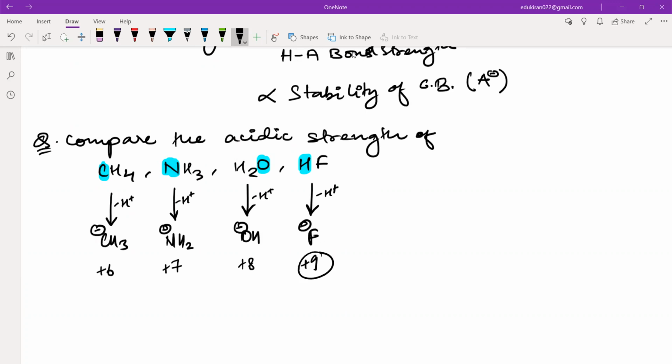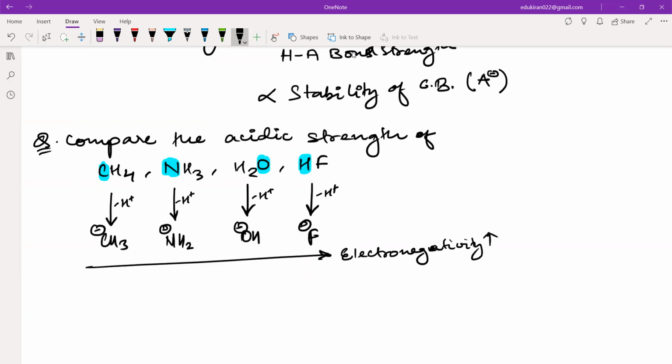So the interaction will be higher if you have more protons and more nuclear charge, and there is one electron. So this plus 9 can easily attract this electron, right? That is giving you minus charge. Okay. You can see that if I go this way, the electronegativity increases, and stability increases.